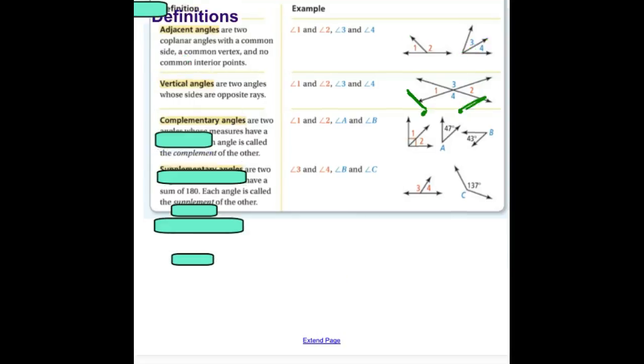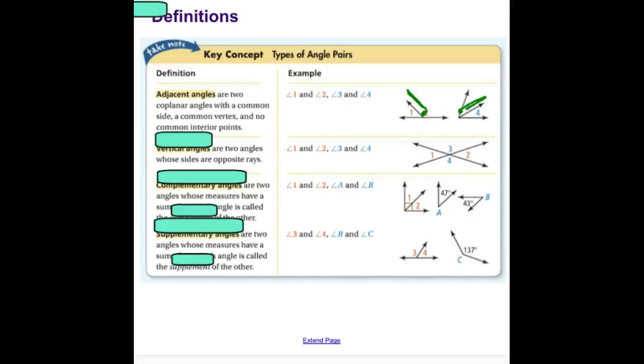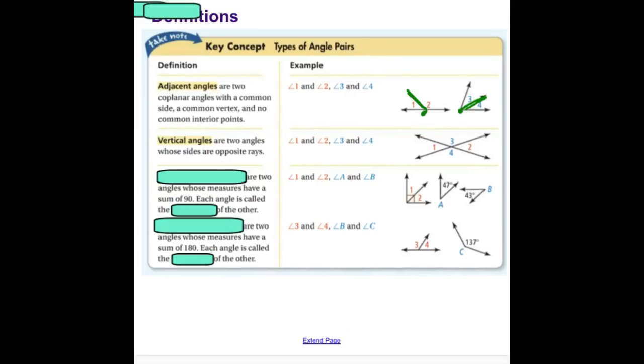Our next one are vertical angles. Vertical angles are two angles whose sides are opposite rays. So if we're looking at the drawing, 1 and 2 and 3 and 4, those are vertical angles. They're opposite one another, they're opposing one another. Those are different ways that I think about those.